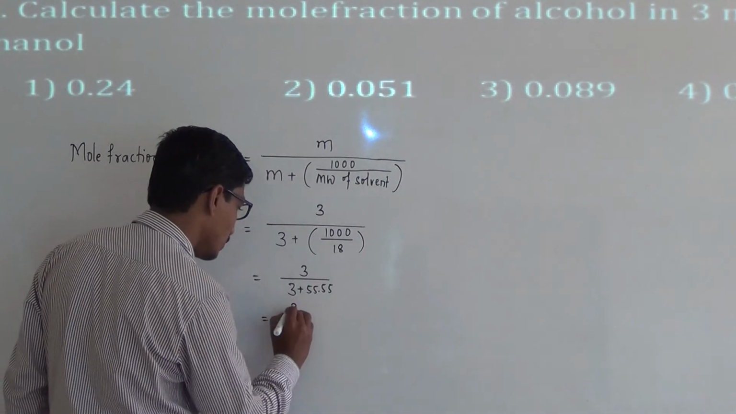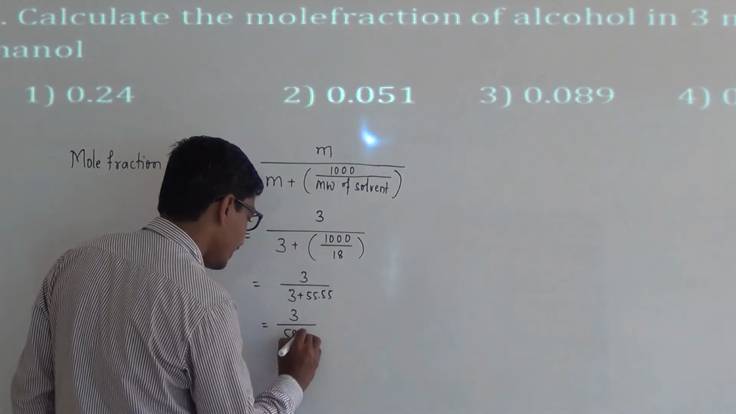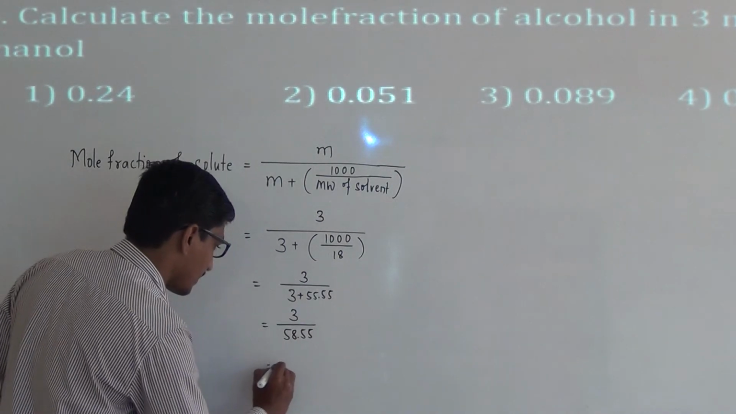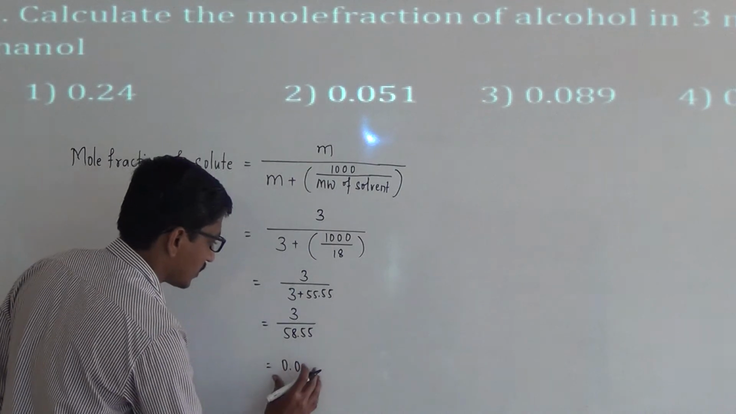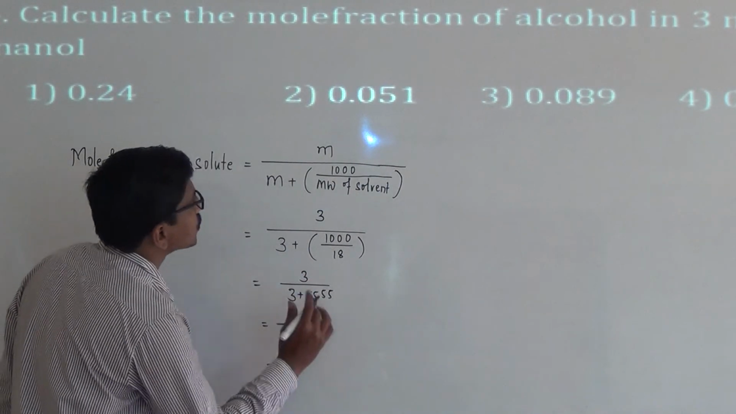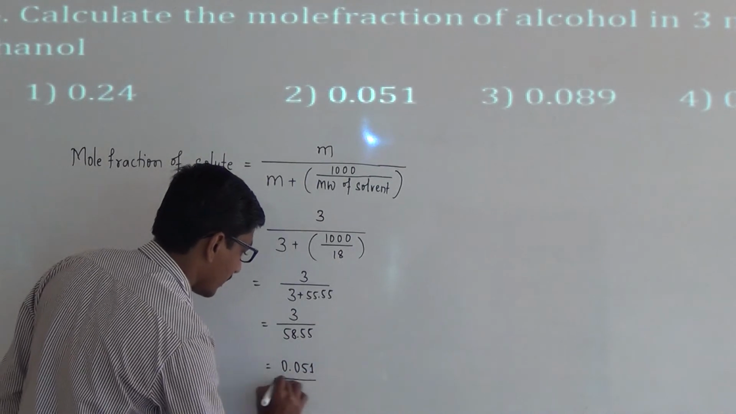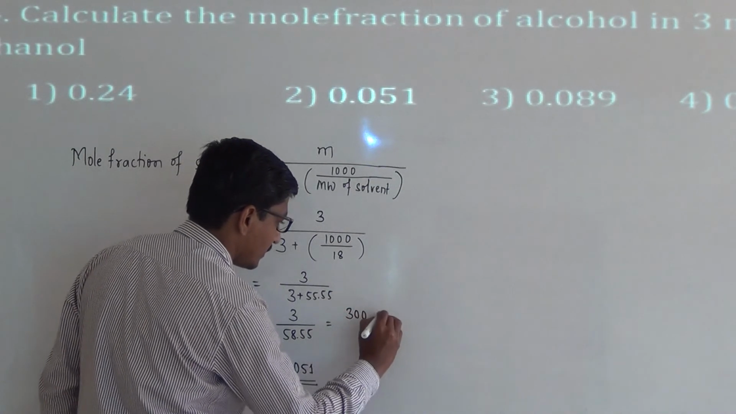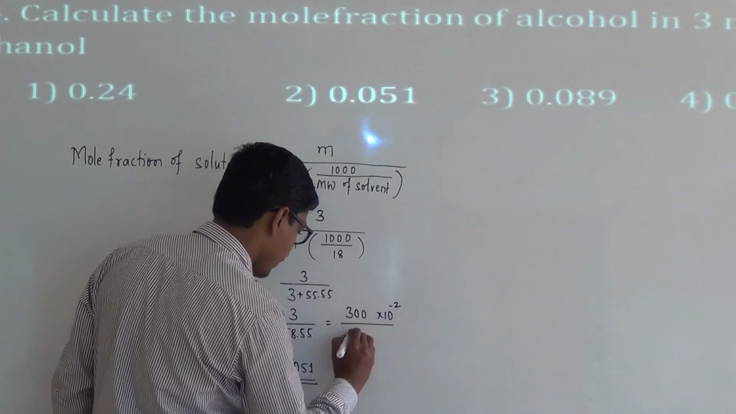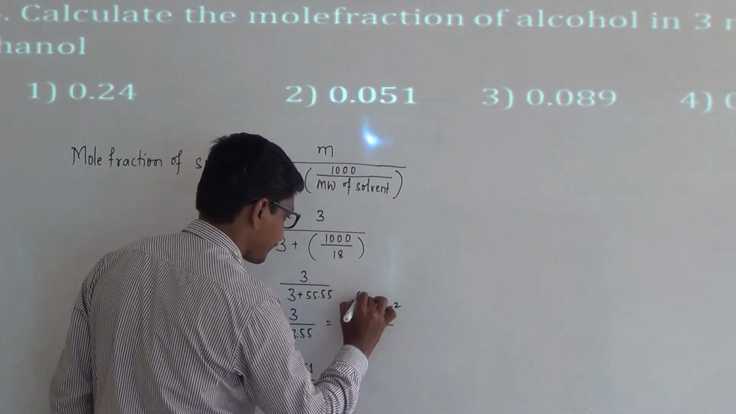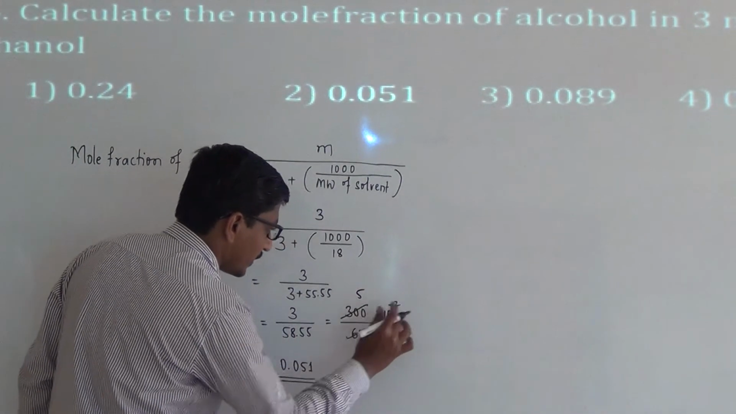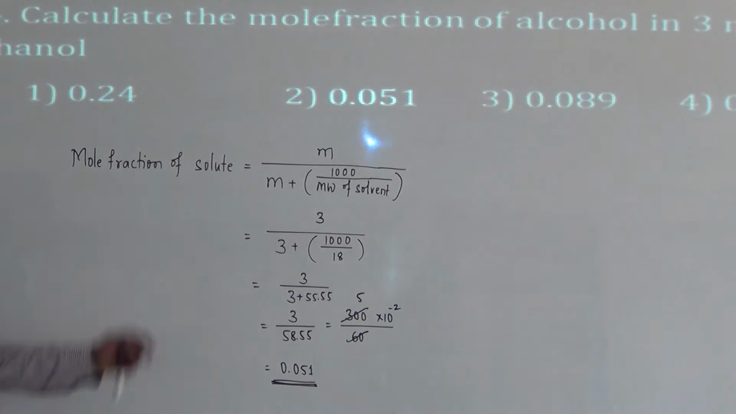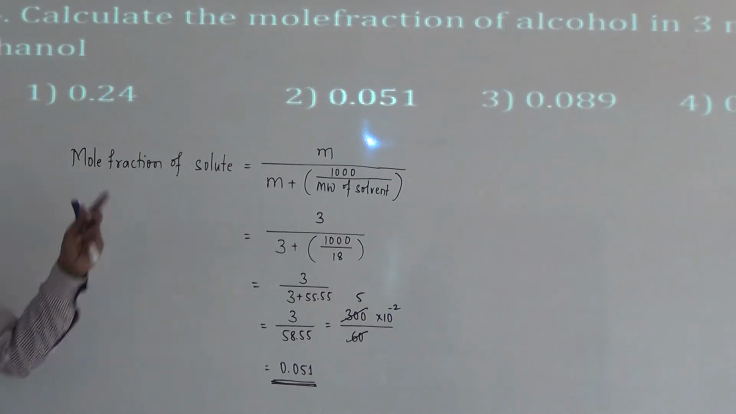So this is 3 by 3 plus 1000 divided by 18, which is 55.55. This is equal to 3 divided by 58.55, and this is rounded off to 60, and the answer for the question is 0.05. That is 300 into 10 raised to minus 2 divided by 60, which is 5 into 10 raised to minus 2, that means 0.05. This is the mole fraction of 3 molar aqueous solution of alcohol.